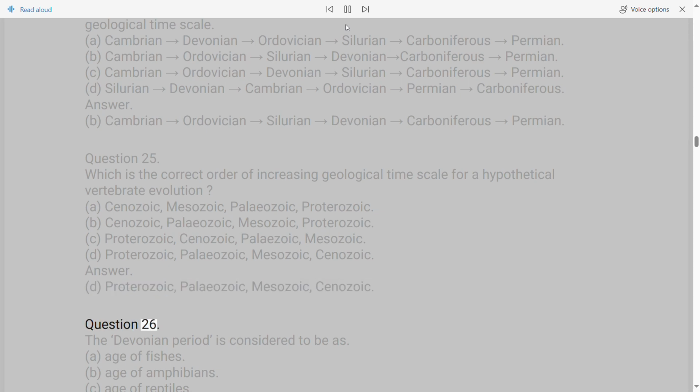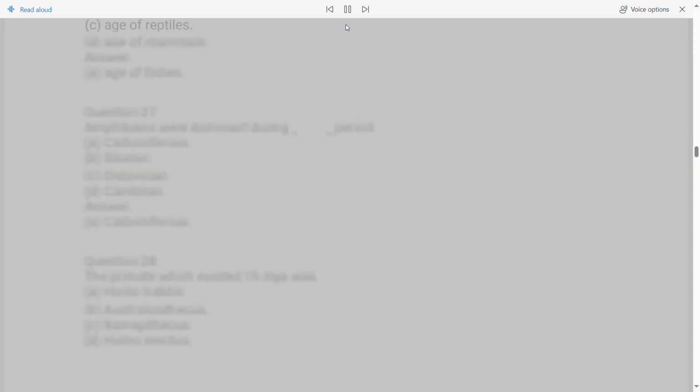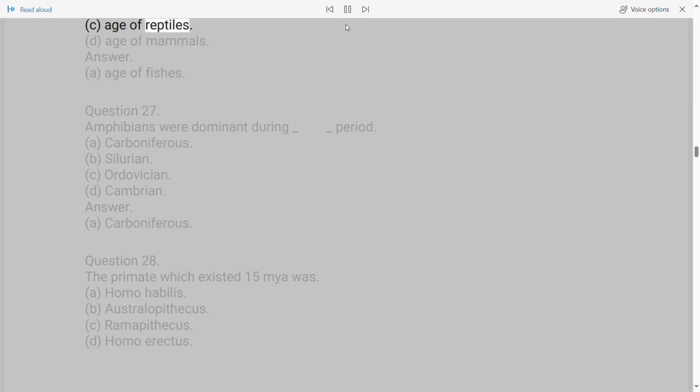Question 26. The Devonian period is considered to be as A. Age of fishes. B. Age of amphibians. C. Age of reptiles. D. Age of mammals. Answer. A. Age of fishes. Question 27. Amphibians were dominant during which period? A. Carboniferous. B. Silurian. C. Ordovician. D. Cambrian. Answer. A. Carboniferous.